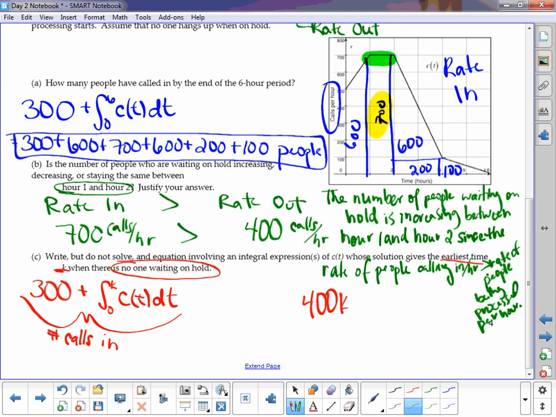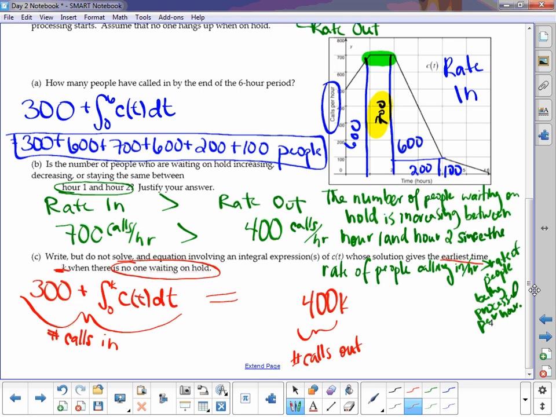Questions on that? Okay. So this here represents the number of calls out, if you would, or being processed. Okay. So again, we said that once these are equal, then we know that there's no one waiting on hold. Now, you could also do this a different way. I think the answer key said the 300 plus this integral minus the 400k equals 0, right? If they're equal, then subtracting them equals 0. That would be fine as well. Either way would be okay.